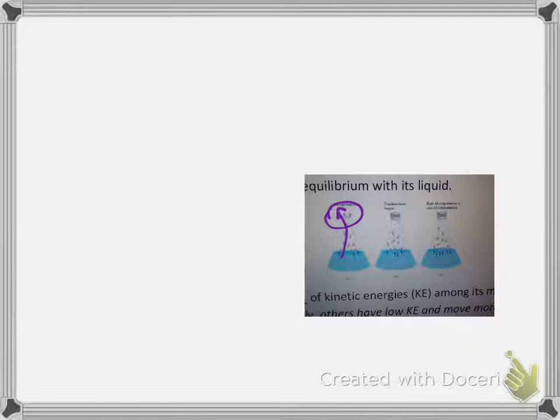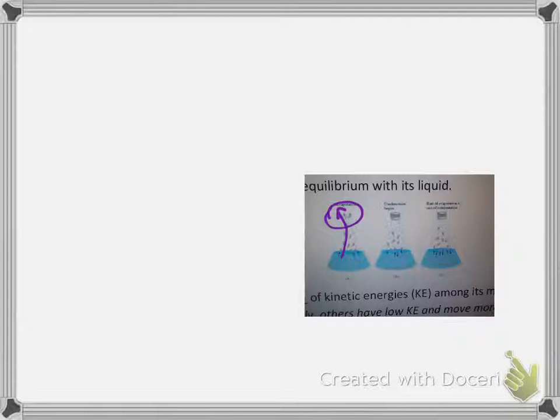But because that container is open, the molecules from the liquid phase that are vaporized into the gas phase have the ability to leave the container and enter the environment. It's not a closed system. So you're going to see that the amount of liquid will go down.